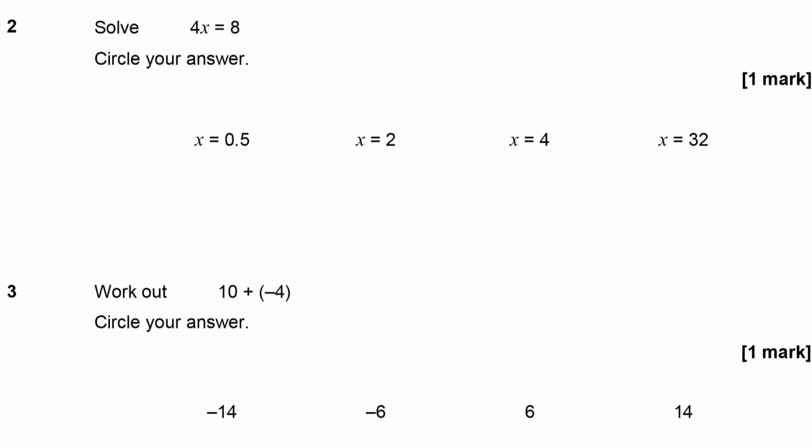Question 2. Solve 4x equals 8. Circle your answer. Okay, well, if 4x is equal to 8, then we can divide both sides by 4 to get x by itself. So 4x divided by 4 is x, and 8 divided by 4 is 2. So my answer is this one. x is equal to 2.